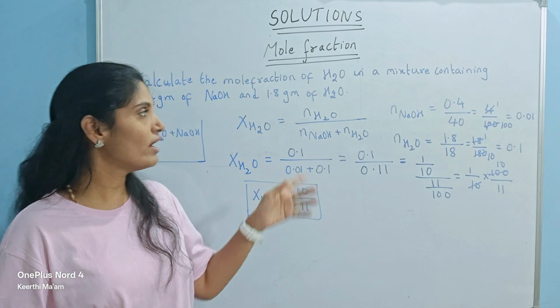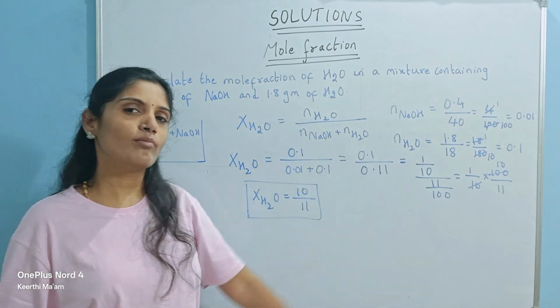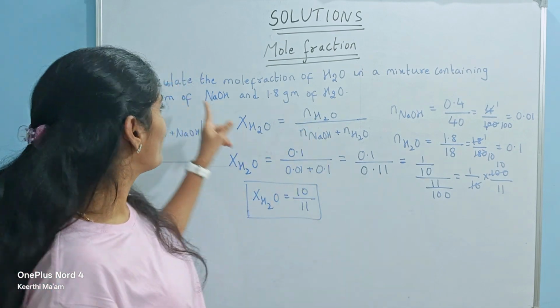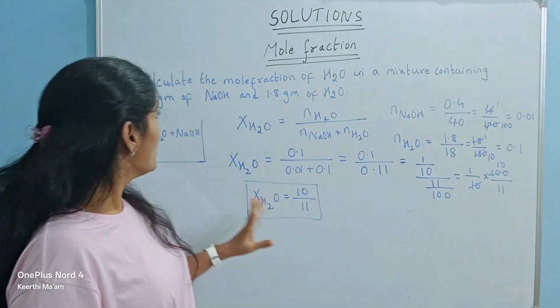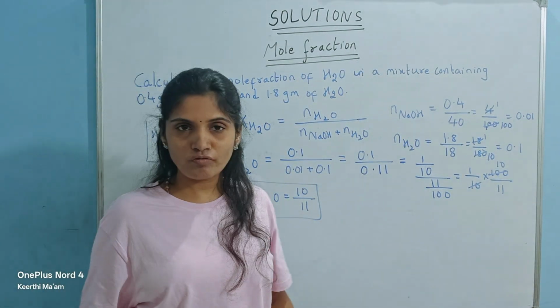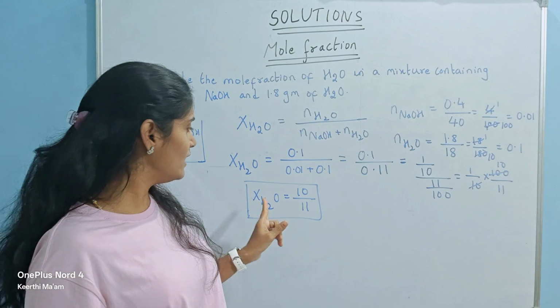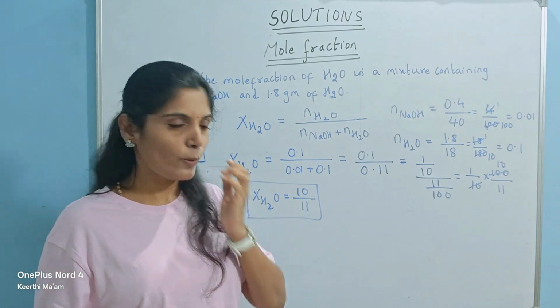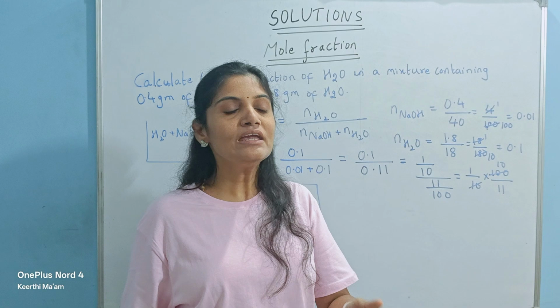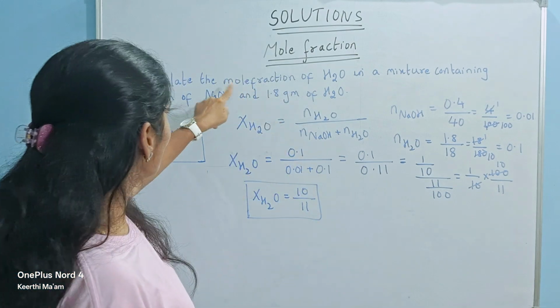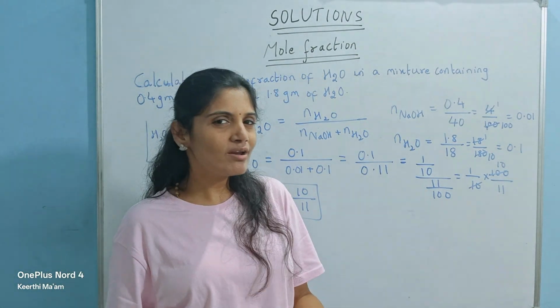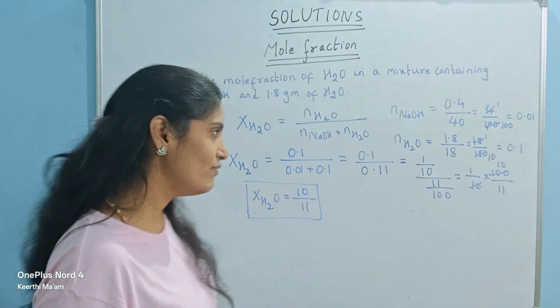So I didn't have the number of moles directly, so I calculated the number of moles by using the mass of the respective components given in the question. Now in the question they have asked the mole fraction of H2O. Now our job is done. We have calculated the mole fraction of H2O. But because we know the concept, we can even try and find the mole fraction of NaOH. Though it is not given in the question, we know how to do it.